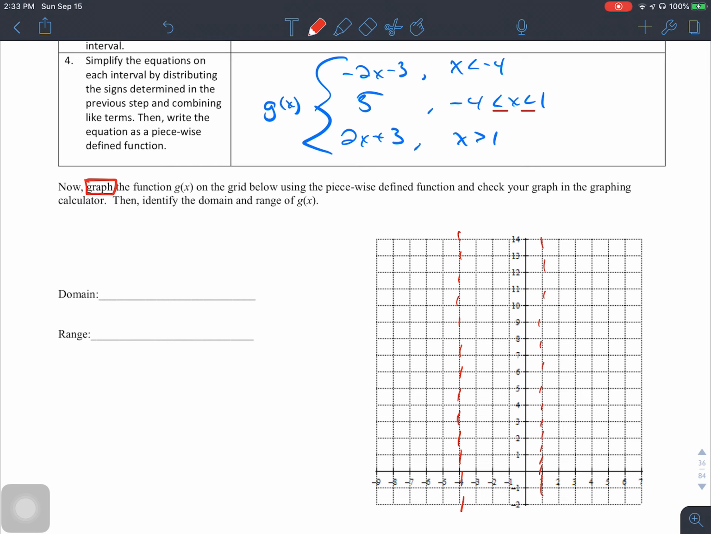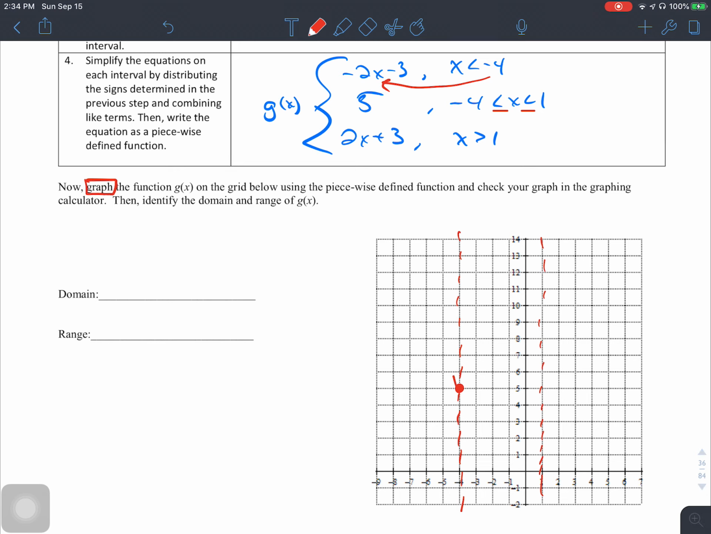These are not vertical asymptotes. It's just a guideline. To the left of -4, we're supposed to graph the function -2x minus 3. So to graph that, I know the slope's -2 and the y-intercept's -3. I can't see where that is. What I could do is figure out where this hits -4. If I put a -4 into this, -2 times the -4 is 8. 8 minus 3 is 5. So that tells me when x is -4, y is 5.